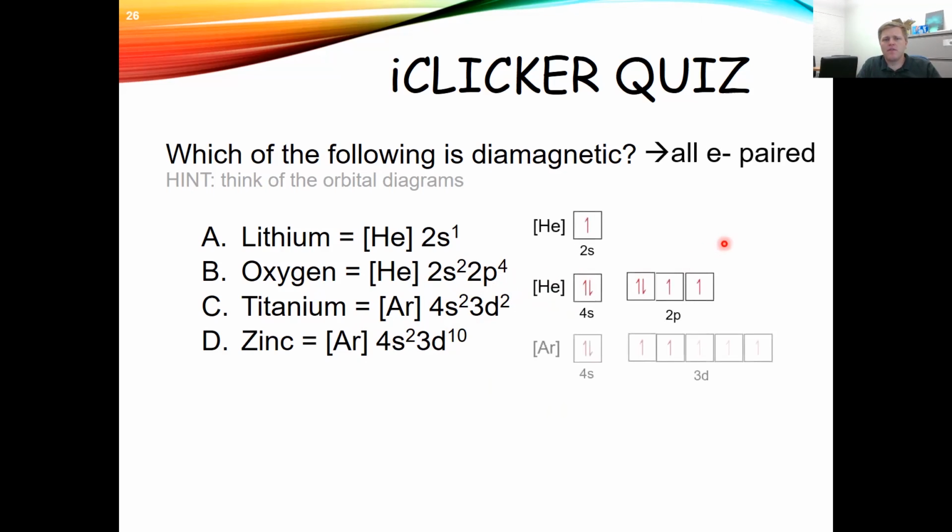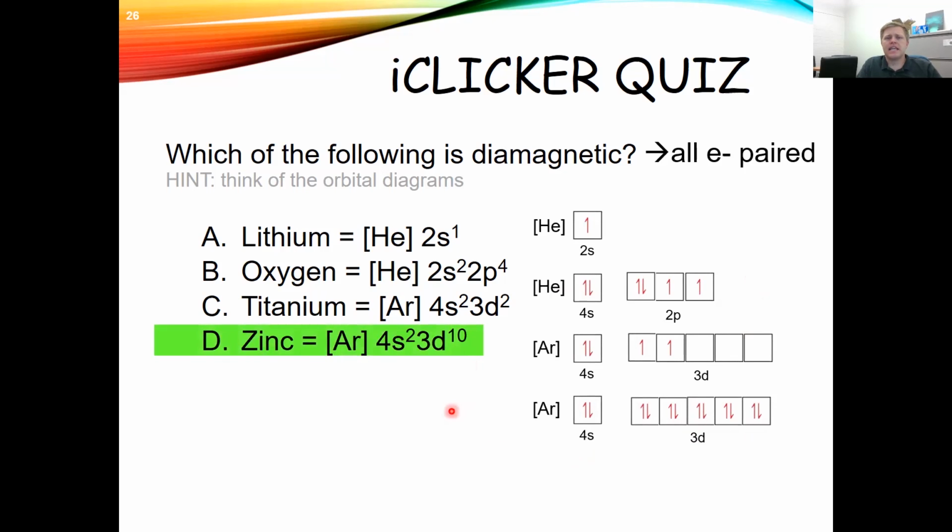So the electron configurations for each of these are going to look like this. And so zinc then is going to be our diamagnetic material. Remember, dia means 2, which is paired. Paramagnetic, you have at least 1 unpaired electron. And then ferromagnetic, you have unpaired electrons in different atoms aligning with each other.